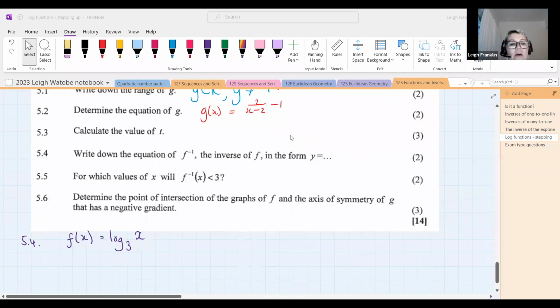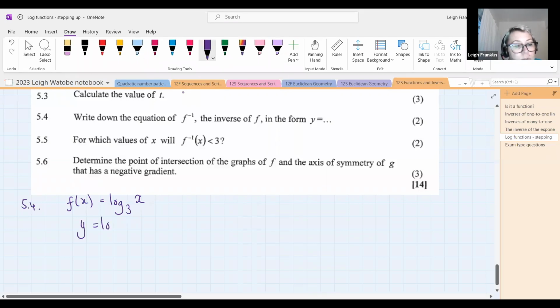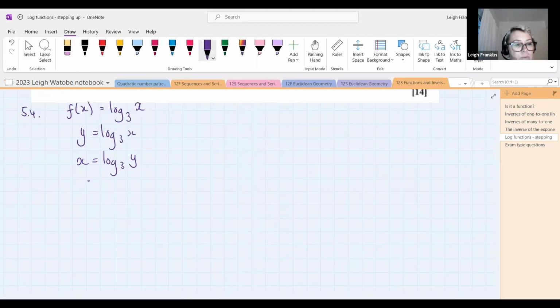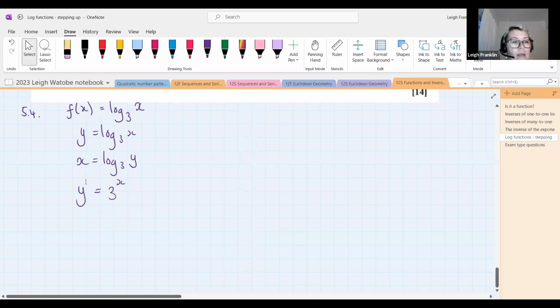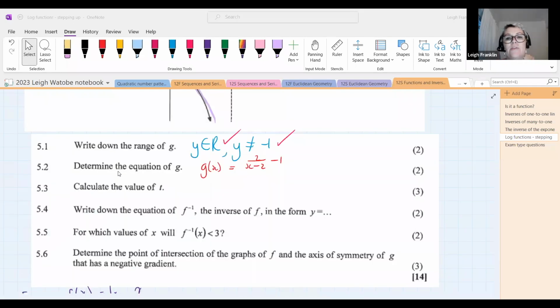Where were we? Okay, so we were writing down the equation of f to the minus 1. Somebody's already put it into the chat. That's perfect. Well done. So if this is y equals log base 3 of x, then switching x and y around, we would have x equals log base 3 of y, and now we would need to make y the subject of the formula. So y would be equal to 3 to the power of x. Which someone told us. Oh, Clorgy. Yes, good job, Clorgy.